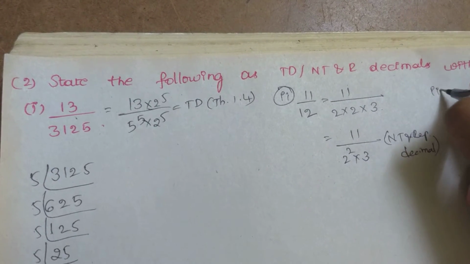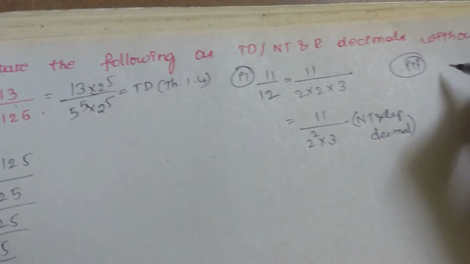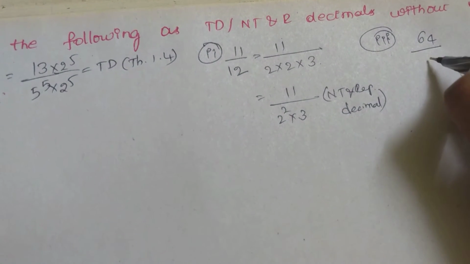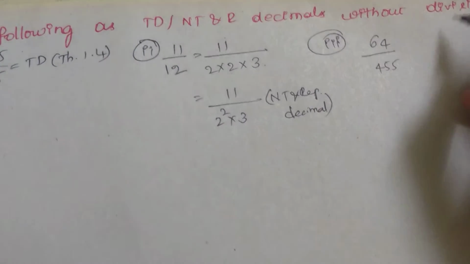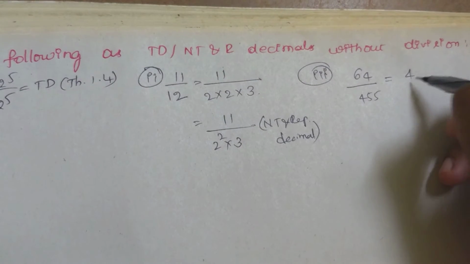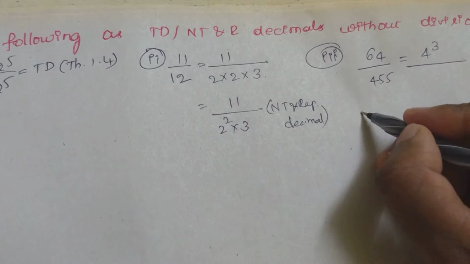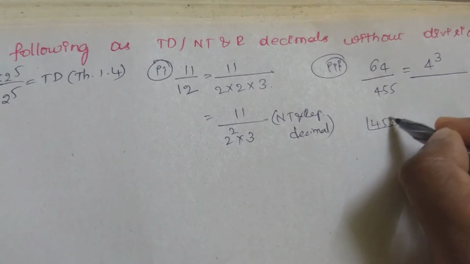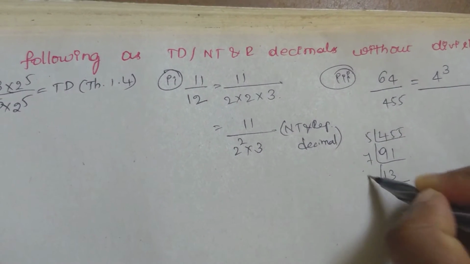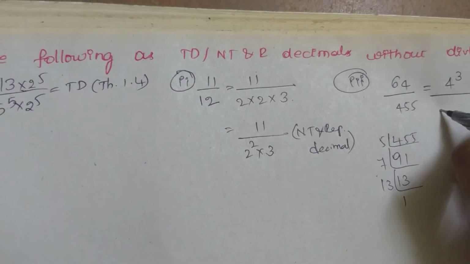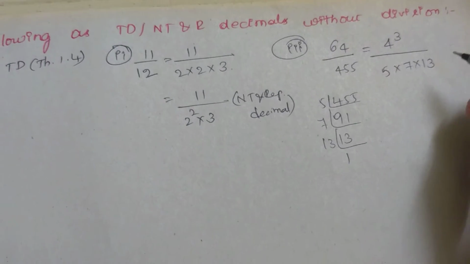Okay, let us go and solve the third sub question. What is the third sub question given? 64 divided by 455. So 64 divided by 455. 64 can be written as 4 cube, and for 455, let us find out the factors. Here it can be expressed as 5 into 7 into 13.